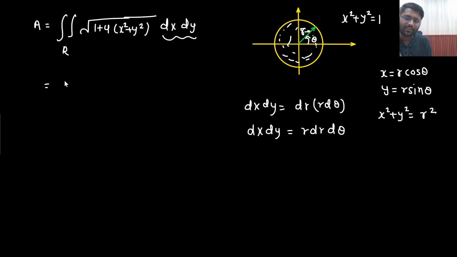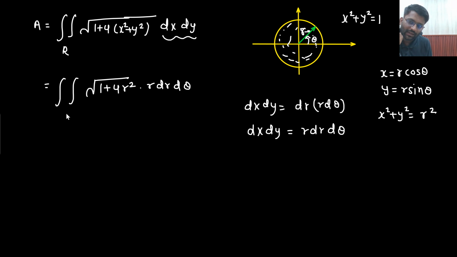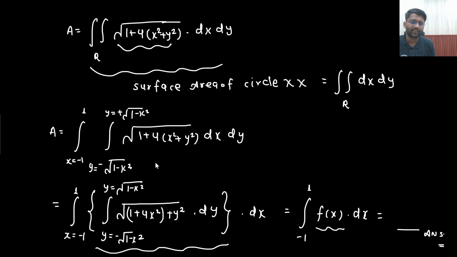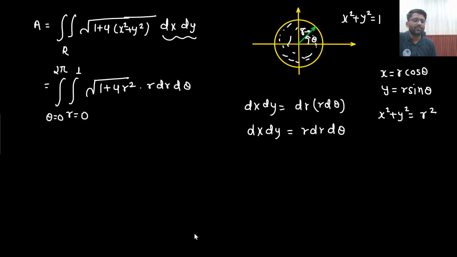So what integration are you getting? Under root 1 plus 4r square, and dx dy becomes r dr d theta, with r going from 0 to 1 and theta going from 0 to 2 pi. This integration we are supposed to solve now is much easier than the earlier one. So what would I do? I would assume 1 plus 4r square as t.